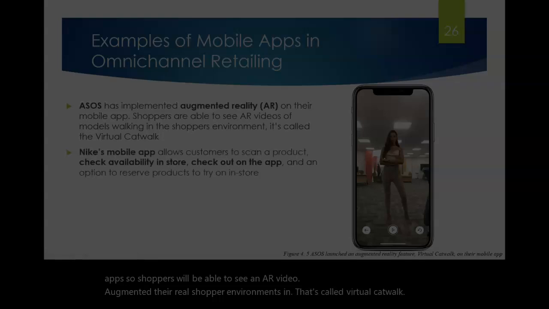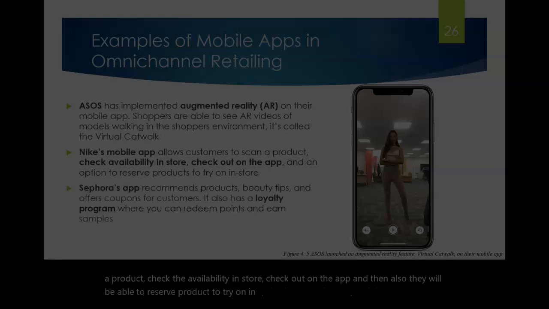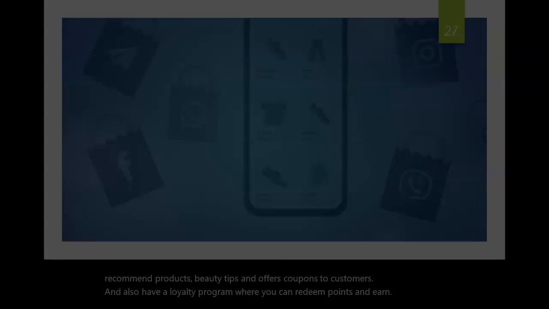Nike also, during the pandemic, their mobile app would allow the customer to scan a product, check the availability in store, check out on the app, and also reserve product to try on in stores. And at Sephora, their apps can recommend products, beauty tips, and offer coupons to customers. It also has a loyalty program where you can redeem points and earn samples.